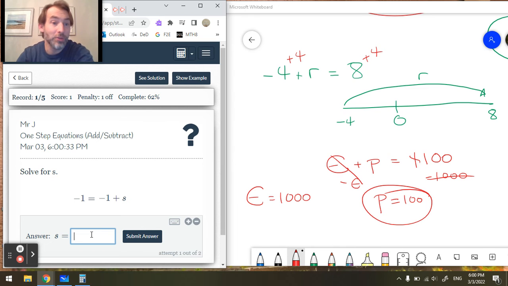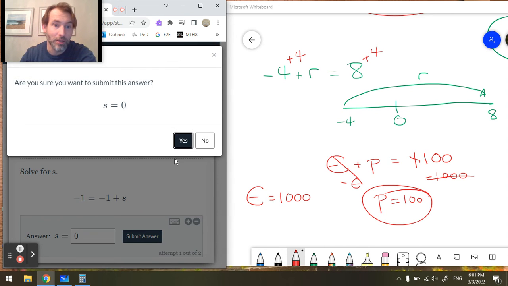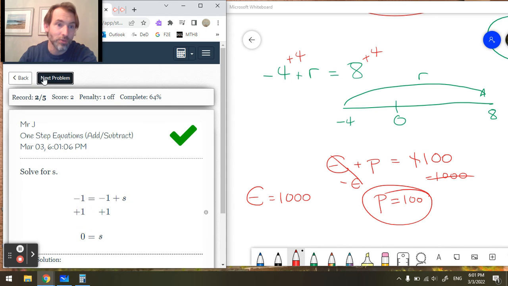Okay. Another thing I can do is add 1 to both sides. If I add 1 to both sides, it takes away this -1, because -1 plus 1 is 0. So I would have -1 plus 1 is 0 on this side. So s is equal to 0. Okay, s is equal to 0.